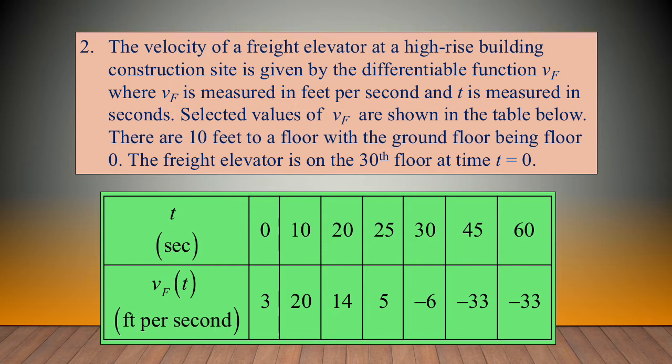We see in the table that we have various times and corresponding v sub f's in feet per second. Our times are 0, 10, 20, 25, 30, 45, and 60, and the corresponding v sub f's are 3, 20, 14, 5, negative 6, negative 33, and negative 33.